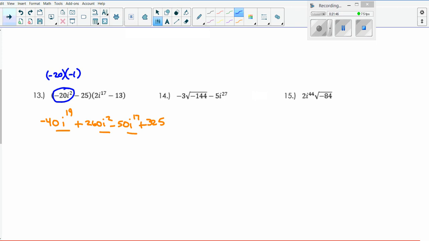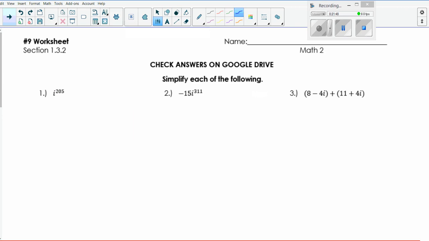Okay. So go show the sub that the notes are done, and your sub will give you the number 9 worksheet. You should be working on it in class, no phones, no Chromebooks, but when you are done and you're at home or on your own time, then check the Google Drive.